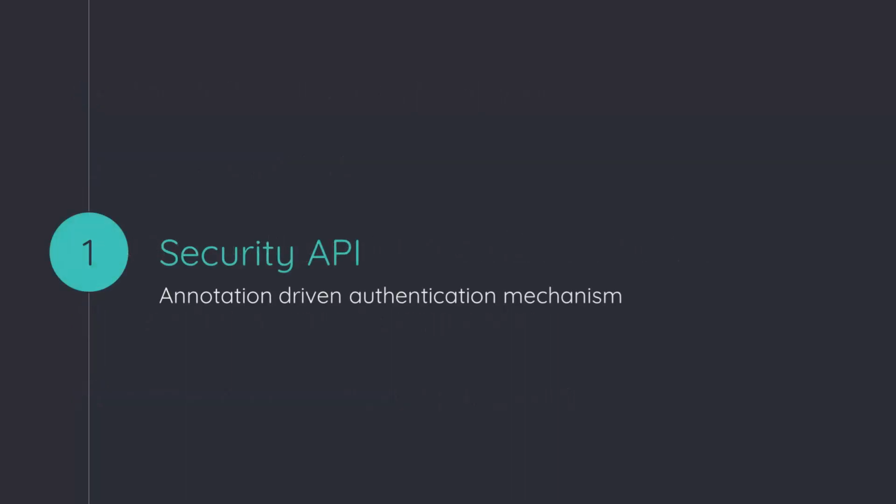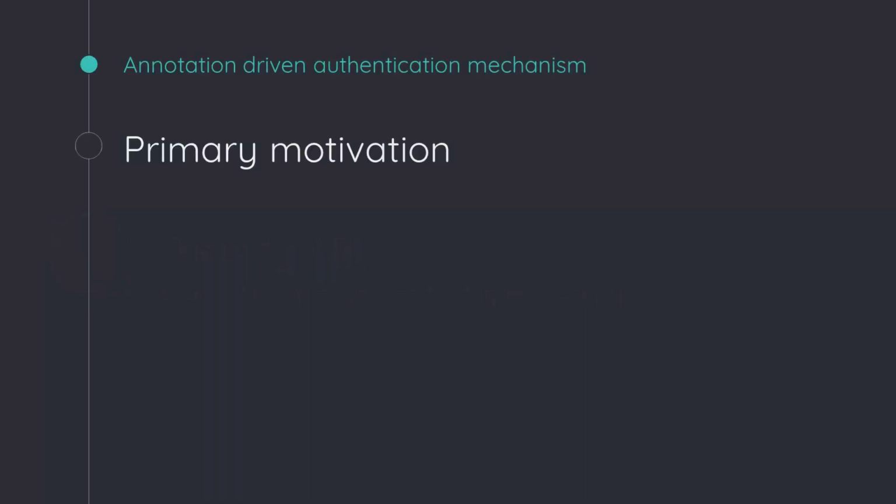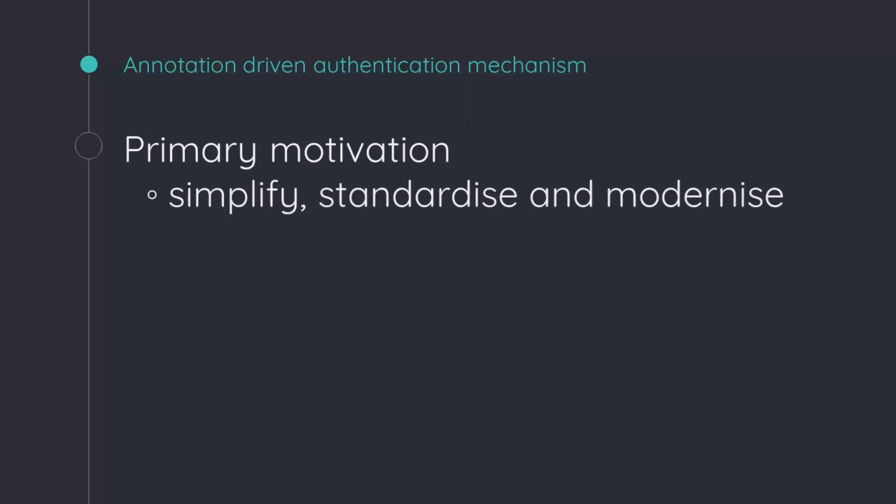Probably the single most significant new feature added to Java EE8 is the new Security API. The primary motivations for this new API were to simplify, standardize, and modernize the way security concerns are handled across containers and implementations. And they have done a great job.